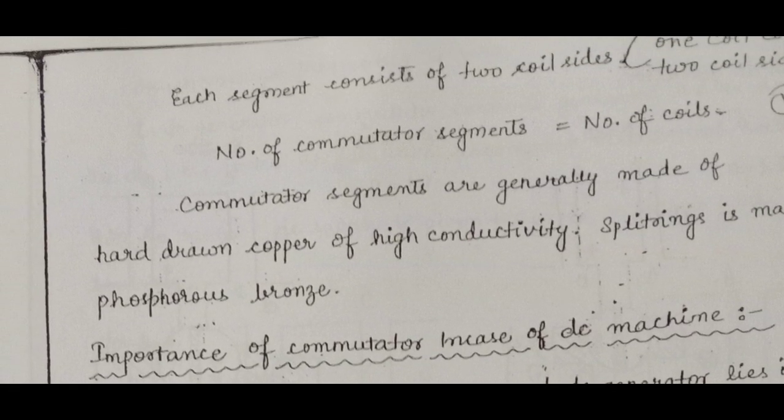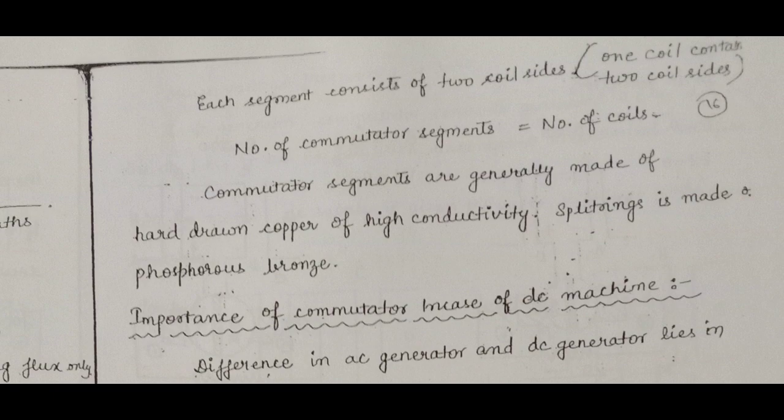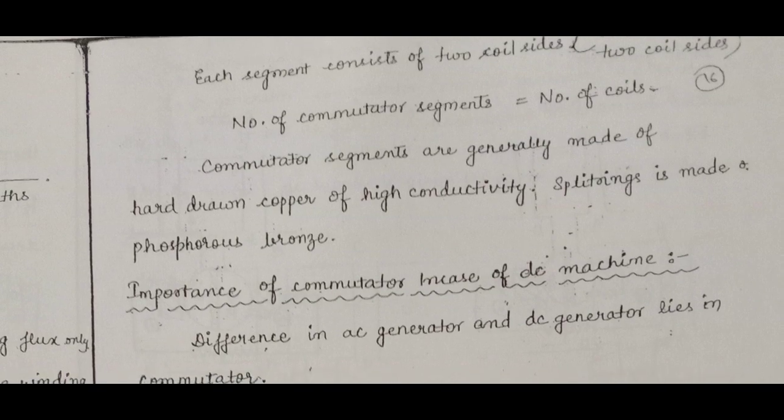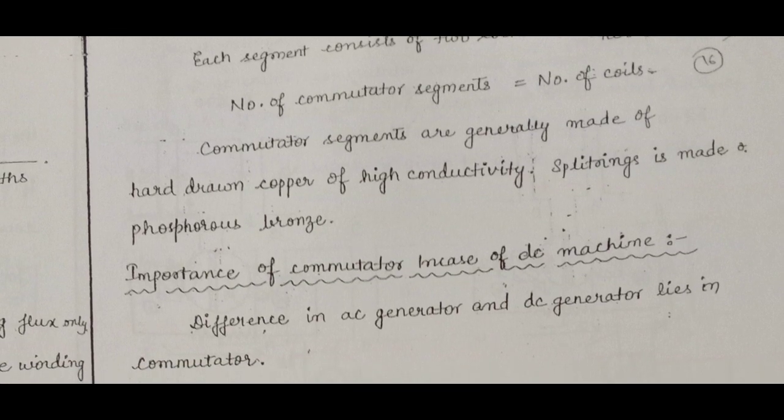Commutator segments are generally made up of hard drawn copper of high conductivity. So you don't get confused: commutators are made up of copper and brushes are carbon. Okay, hard drawn copper of high conductivity.